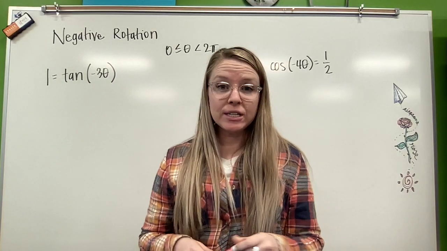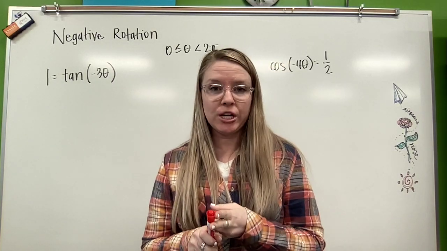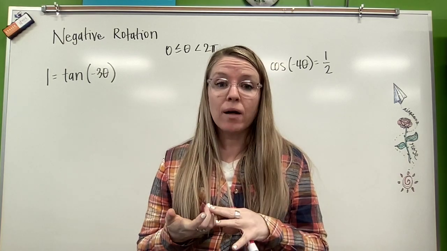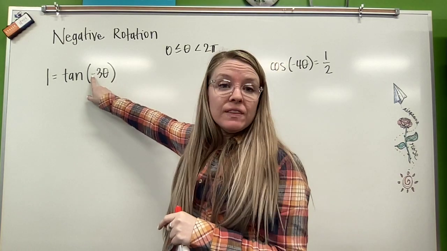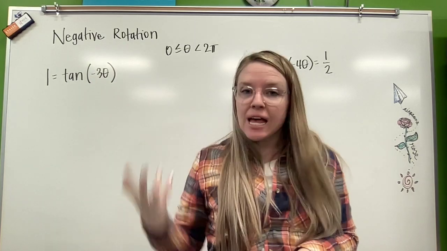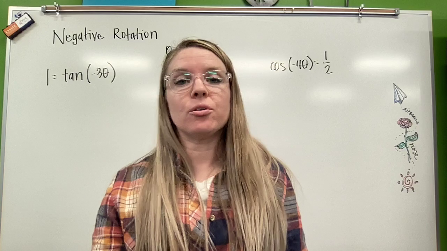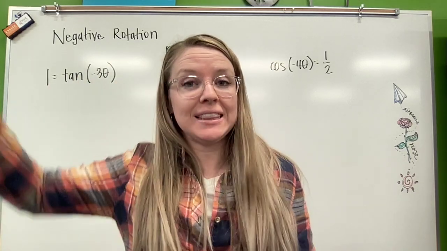Okay, so we have looked at a phase shift and a period change. These examples are going to be period changes as well, but if you notice, these are negative thetas. How does that play into how we're solving this? The problem here is going to arise when we go to solve for theta at the end.